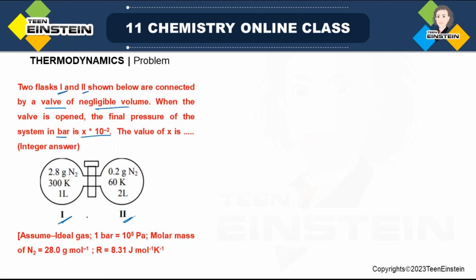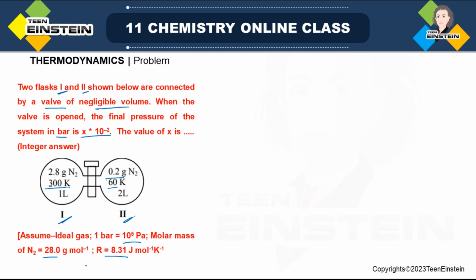On the left hand side, the amount of nitrogen given is 2.8 gram, temperature 300 Kelvin, and volume 1 liter. Right hand side, it is again nitrogen, but the amount is not the same, 0.2 gram. Temperature is lower than the previous one, but volume is 2 liter, double. There is some more information. Molar mass of nitrogen is 28, R value is 8.3, and 1 bar is equal to 10^5 Pascal. Based on this, we have to find the final pressure.